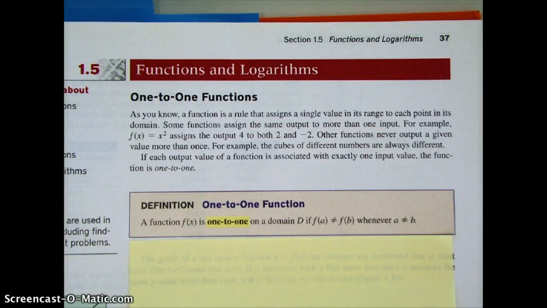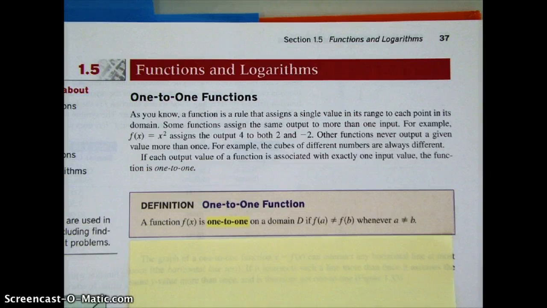Other functions never output a given value more than once. For example, the cubes of different numbers are always different. If each output value of a function is associated with exactly one input value, the function is one-to-one. Here's the formal definition. A function f of x is one-to-one on a particular domain D if f of a does not equal f of b whenever a does not equal b.